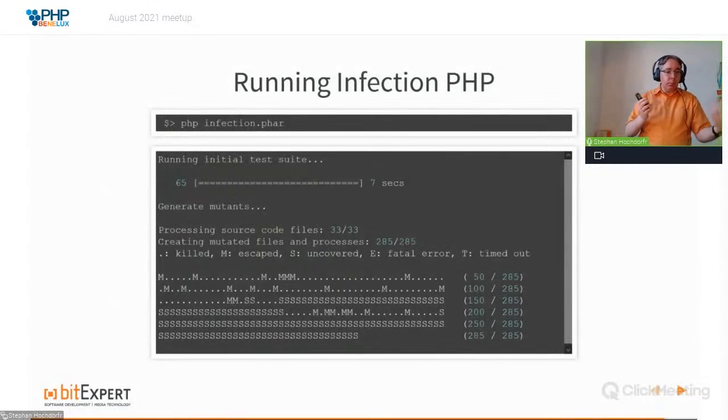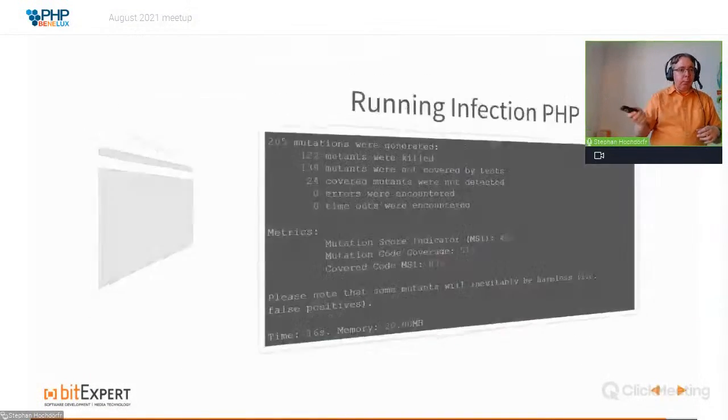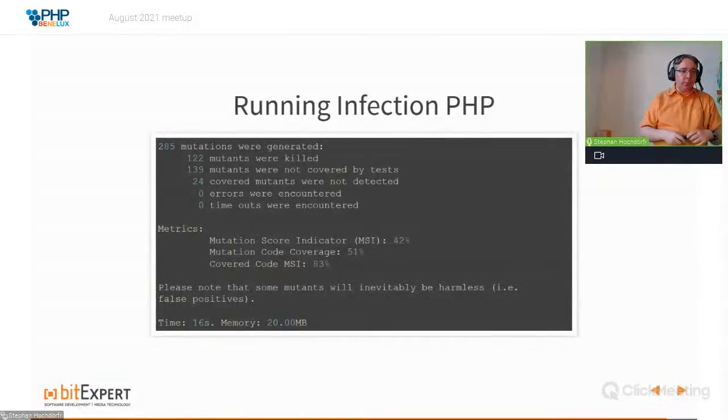It will generate the mutants, the variations of the source code, and just run the tests against them. The bottom part of the screen is quite close to what PHPUnit looks like, and it will show you the killed, escaped, uncovered, and fatal error mutants and stuff like that. Afterwards, it presents you with a nice overview of statistics, like how many mutations were generated, how many were killed, not covered by tests, and so on and so forth.